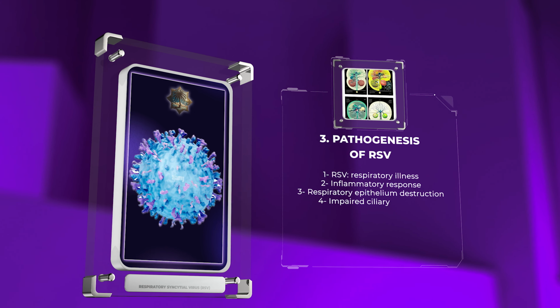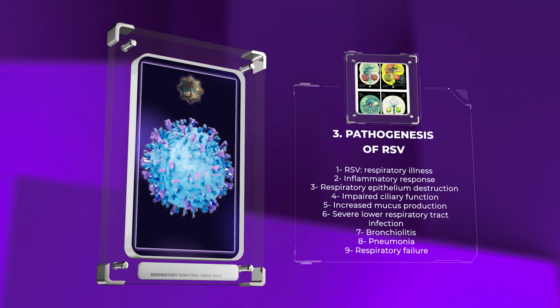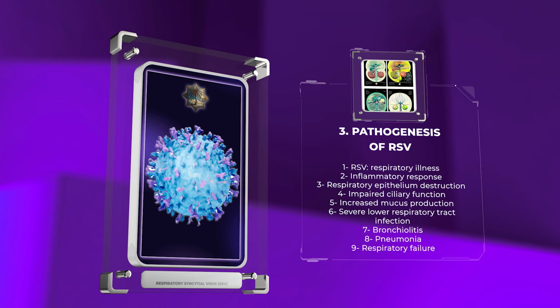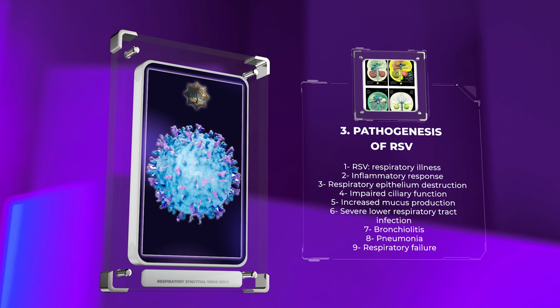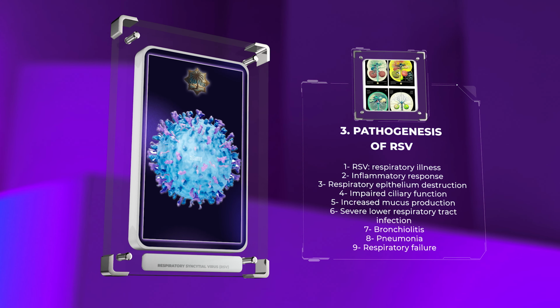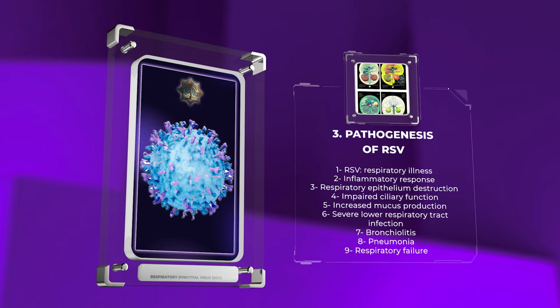RSV primarily infects respiratory epithelial cells, leading to respiratory illness. It triggers an inflammatory response, destroying the respiratory epithelium, impairing ciliary function, and increasing mucus production. This can progress to severe lower respiratory tract infection, causing bronchiolitis, pneumonia, and respiratory failure.